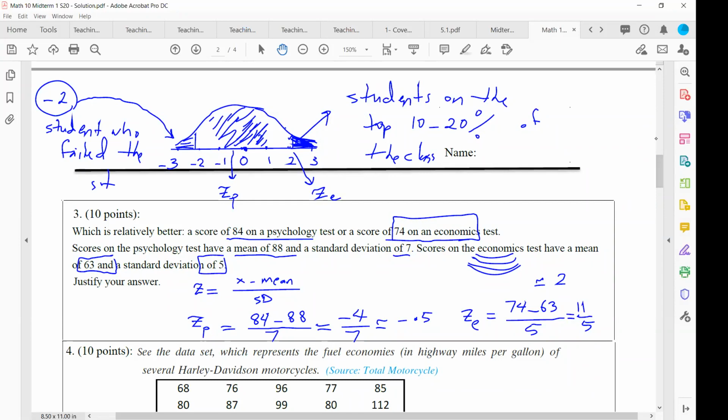When it's positive on the right-hand side, we're happy. Happy face. I got a good grade. When it's on the left-hand side, it means that you're sad. You need to study more.